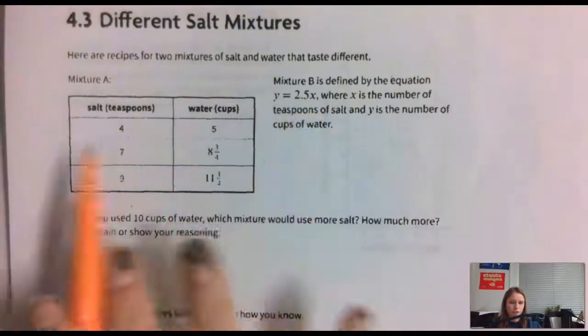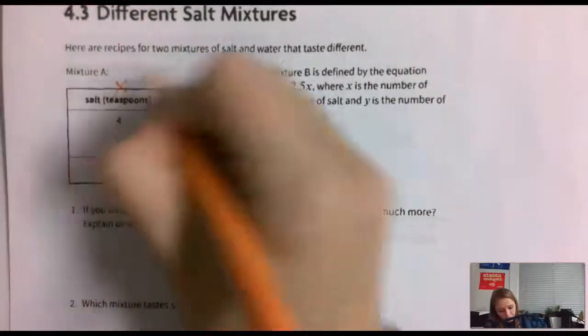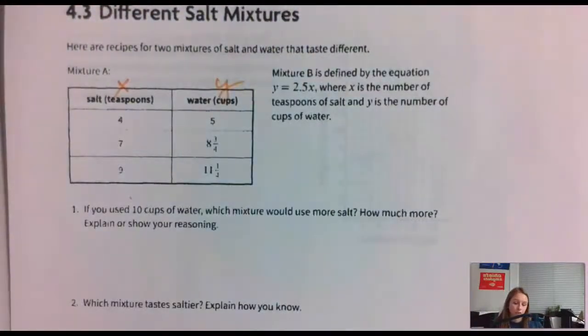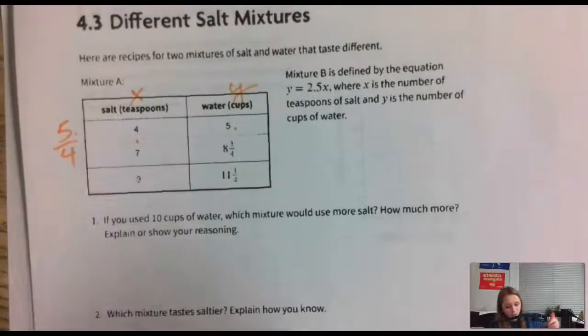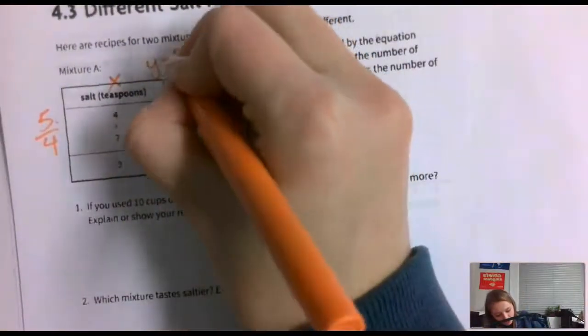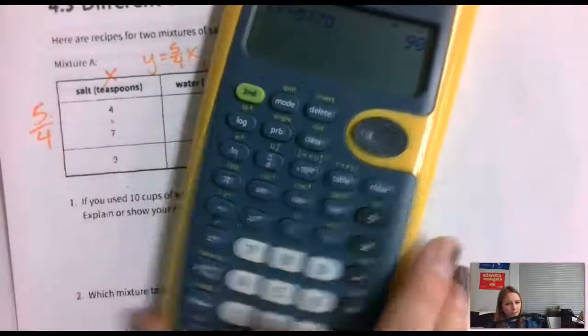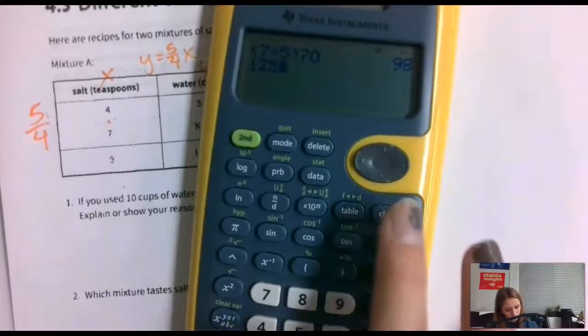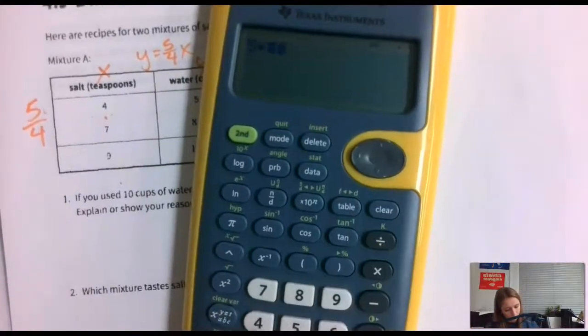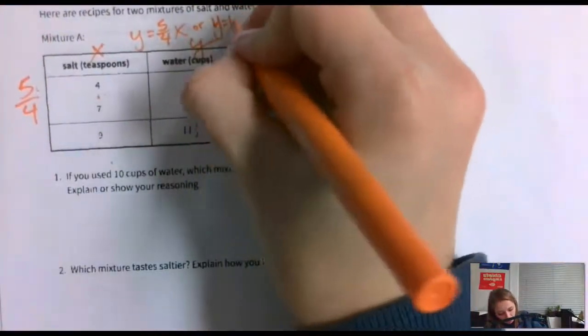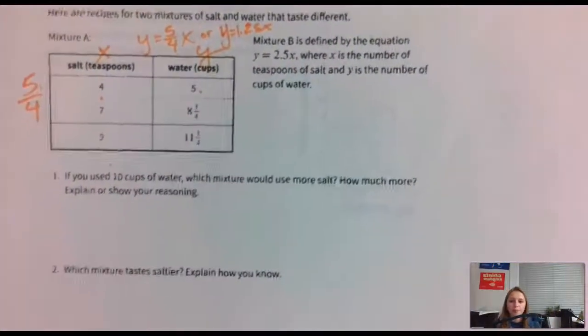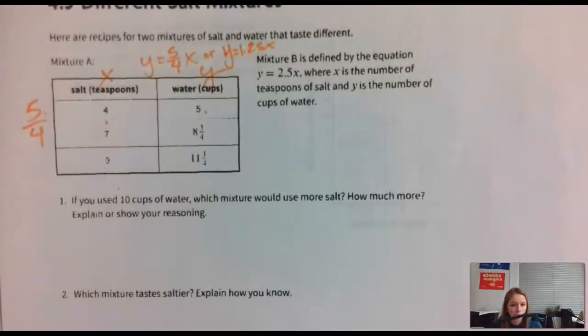Since we have an equation over here, let's go ahead and create an equation for this one. So we're going to label our x and y, and in order to create an equation, we have to find our k value, which is our y over x. So 5 over 4. I cannot simplify that, so my equation for this one would be 5 over 4x, or if you want to write that as a decimal, we would get 1.25, or y equals 1.25x. Okay? Alright, now it says if you used 10 cups of water, which mixture would use more salt?